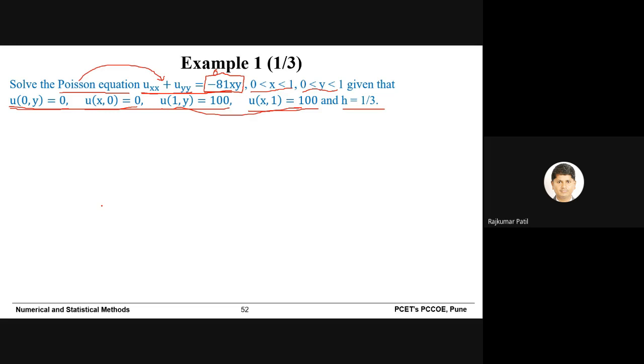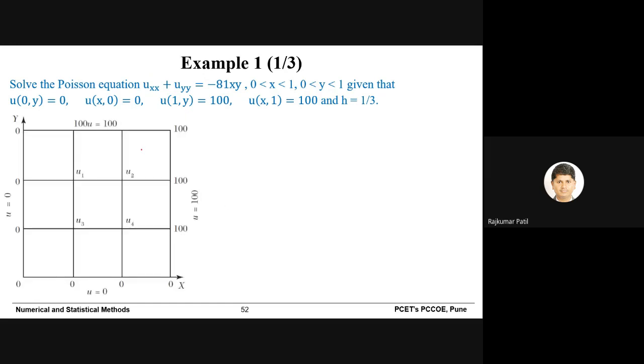Now, in this particular problem, the mesh is not given to you. In previous classes we have seen that along with the question you were given the mesh, but in this problem you need to create the mesh. So we will see how we can create this particular mesh from the given data. First, x varies between 0 and 1, and its step will be 1/3. y varies between 0 and 1, and again the step is 1/3. So 0 is the starting point.